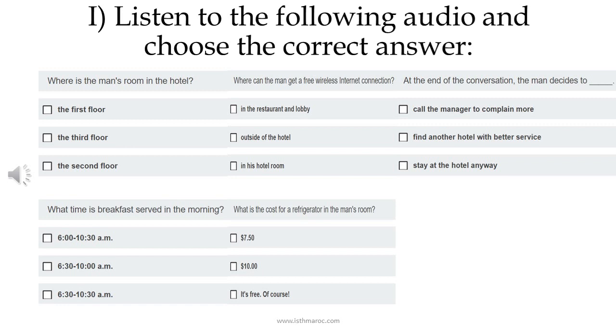Try to listen carefully, please, to the recording and choose the correct option for each answer. There are 5 questions. One, where is the men's room in the hotel? Two, what time is breakfast served in the morning? Three, where can the man get a free wireless internet connection? Four, what is the cost for a refrigerator in the man's room? Five, and finally, at the end of the conversation, the man decides to.